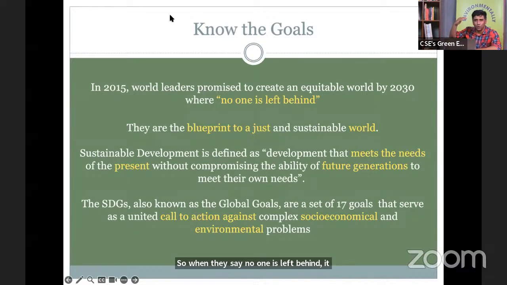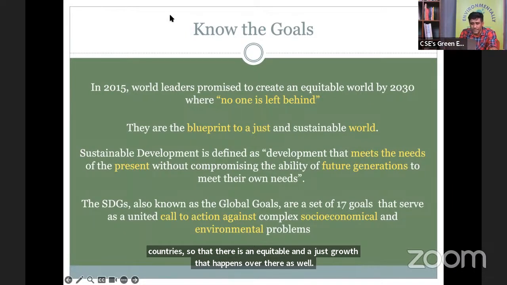When they say no one is left behind, it works at two levels. No one in the sense no human being is left behind. It also talks about the fact that both the developed and the developing and also the poor countries should all progress equitably. And that is the reason why we have SDG 17, which talks about partnerships, where basically one of the SDGs talks about how we can embrace renewable energy and green technologies. Developed countries already have the money and also the technology, so they should share it with the developing countries so that there is an equitable and a just growth that happens over there as well. So it is basically a blueprint to a just world.